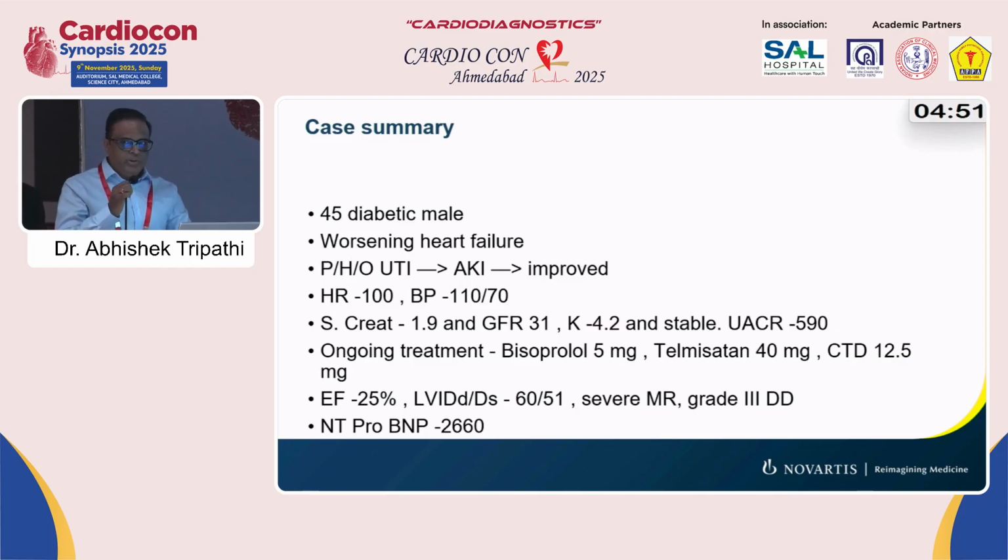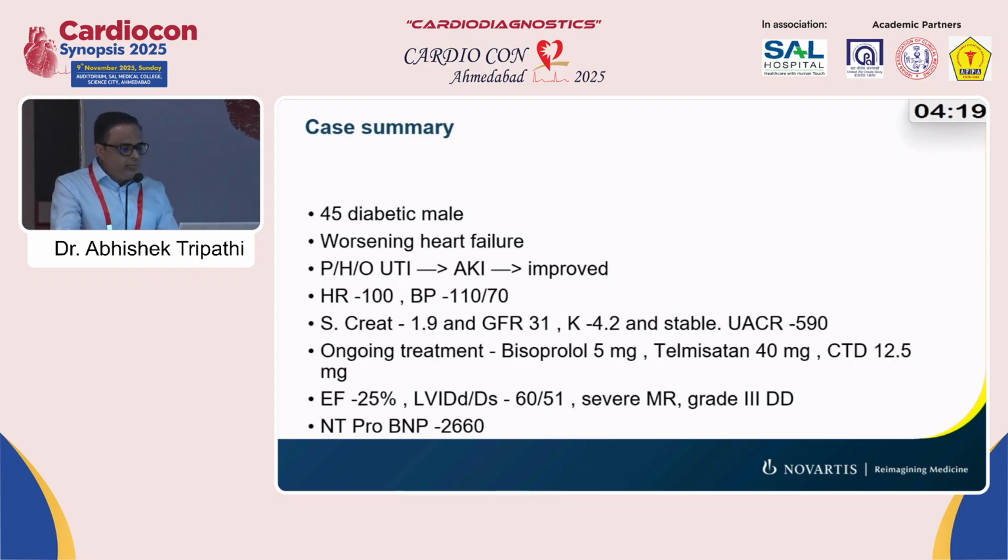For the case summary, we have a 45-year-old male with worsening heart failure, past history of AKI secondary to UTI, which is now improved. He has CKD, creatinine 1.9, GFR 31, potassium stable, and he has diabetic nephropathy with microalbuminuria. Heart rate is 100, blood pressure 110/70. Ejection fraction 25 with dilated LV, where LV remodeling is there in terms of severe MR and grade 3 diastolic dysfunction. NT-proBNP 2600 is there.